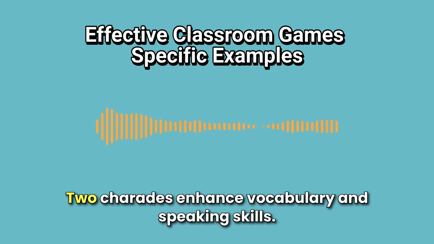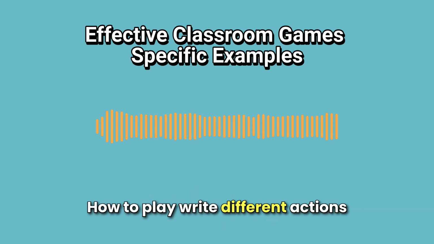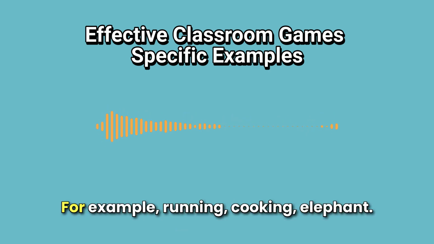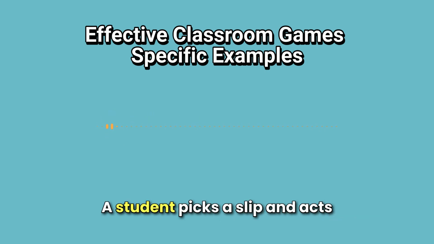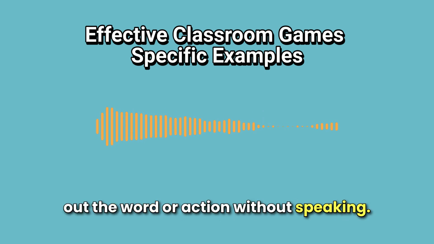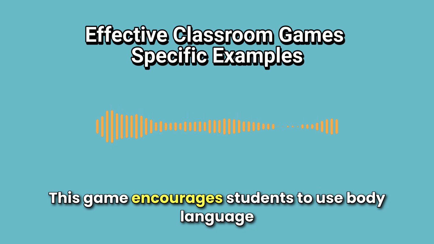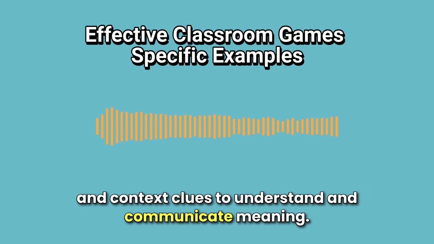2. Charades. Objective: Enhance vocabulary and speaking skills. How to play: Write different actions or words on slips of paper, e.g., running, cooking, elephant. A student picks a slip and acts out the word or action without speaking. The rest of the class guesses the word or action. This game encourages students to use body language and context clues to understand and communicate meaning.